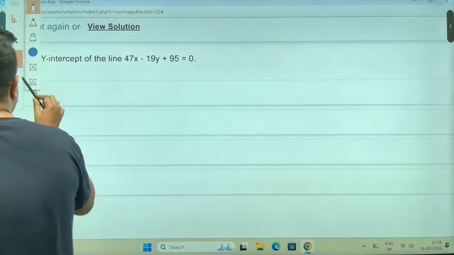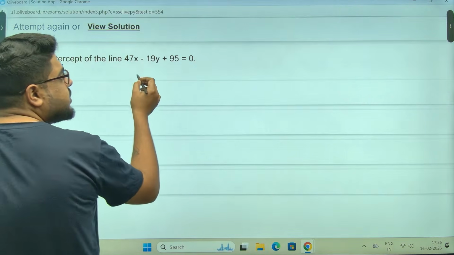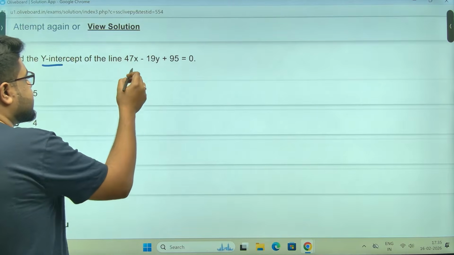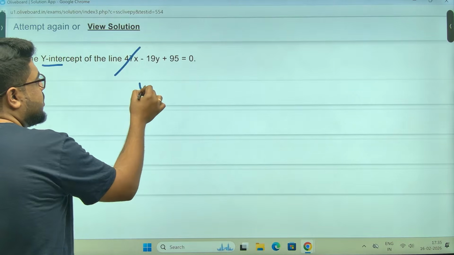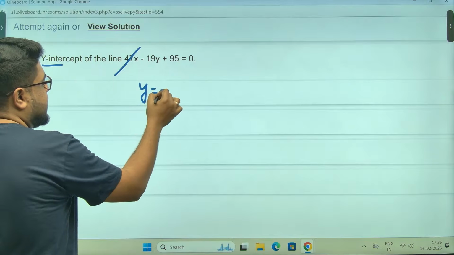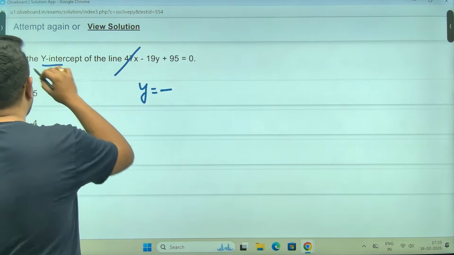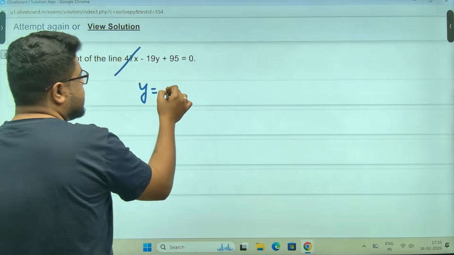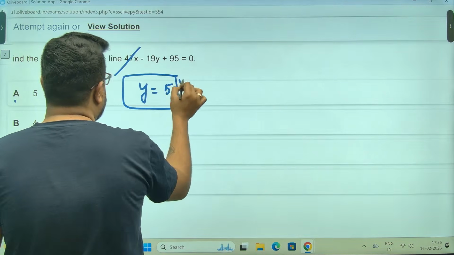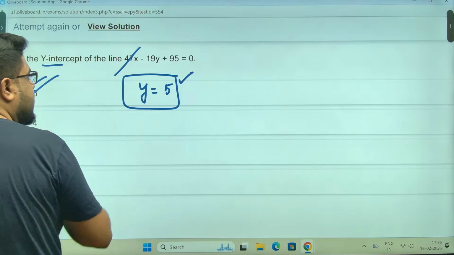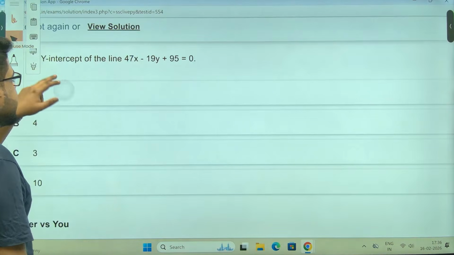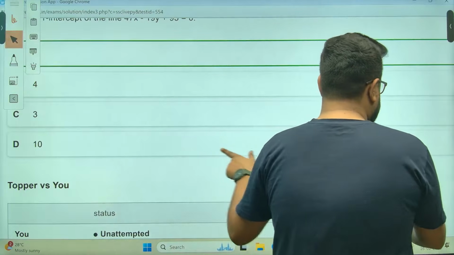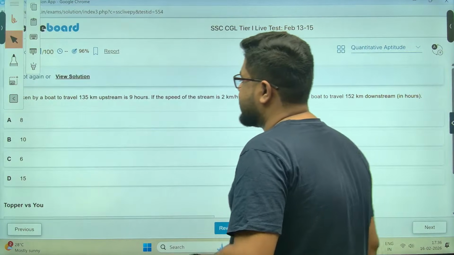Y-intercept. Sir, to figure this out, you put x equal to 0 or you convert this into the intercept form. Both work. If you put x as 0, y is going to be 5, sir. Right? This will go that side. 19 5s are option A. That is your correct answer. Again, to find the x-intercept, you need to put y equal to 0. Always the opposite.